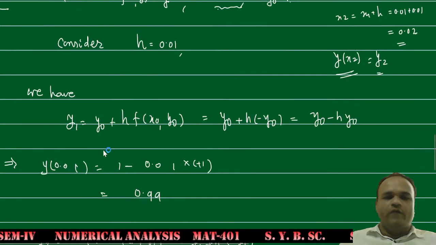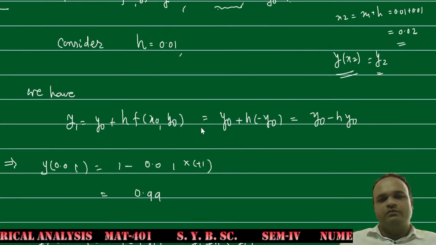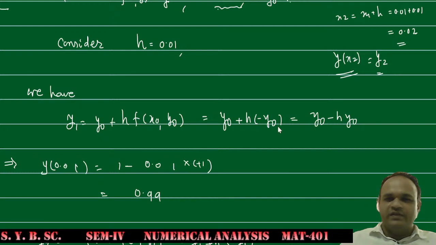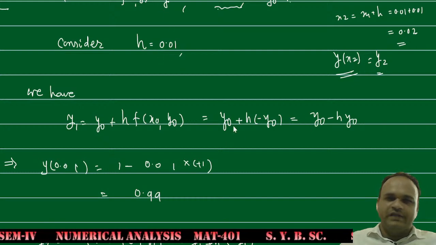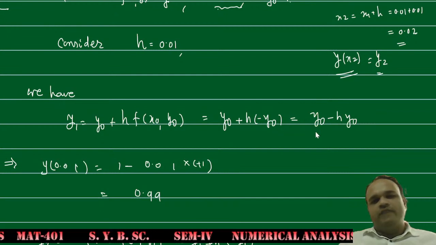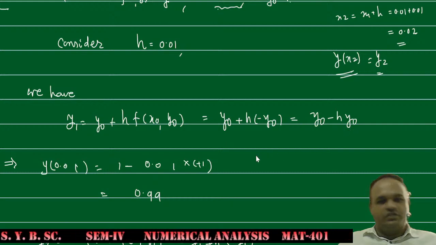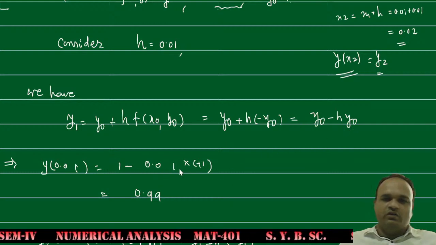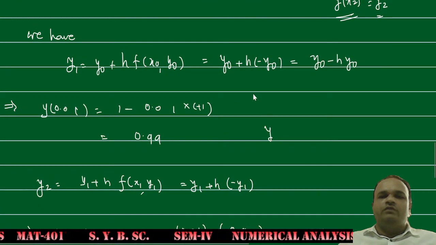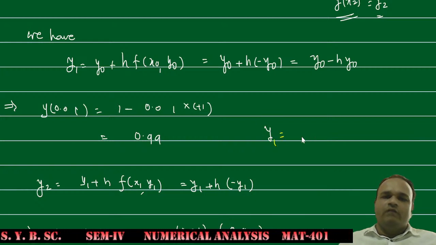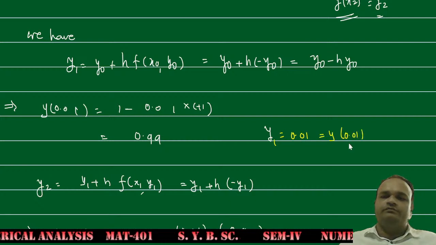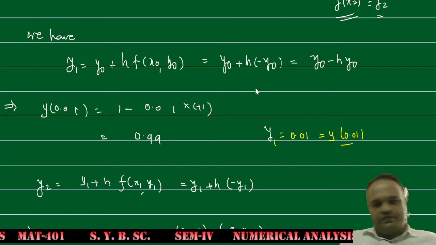So we have y1 equal to y0 plus h times f of x0, y0. This is from Euler's method. So it will be y0 plus h times f of x0, y0, which is minus y0, because f of x, y is given and that is minus 1. So you get y0 plus h times minus y0. Let us put the value of y0 and h. You'll get 1 minus 0.01 into 1, so it will be 0.99. So y1 is equal to 0.99, and this is nothing but y at 0.01. y1 means y at x1.